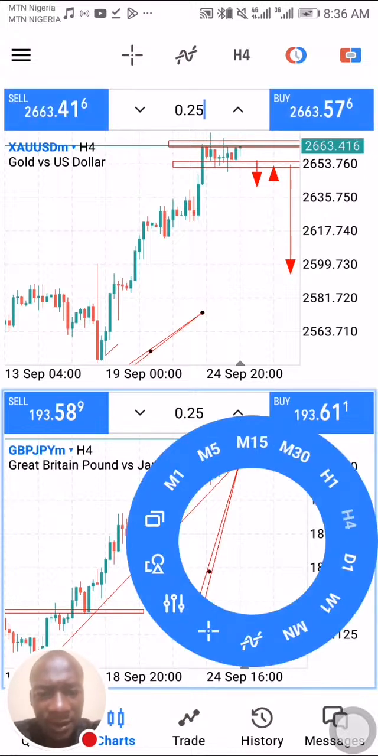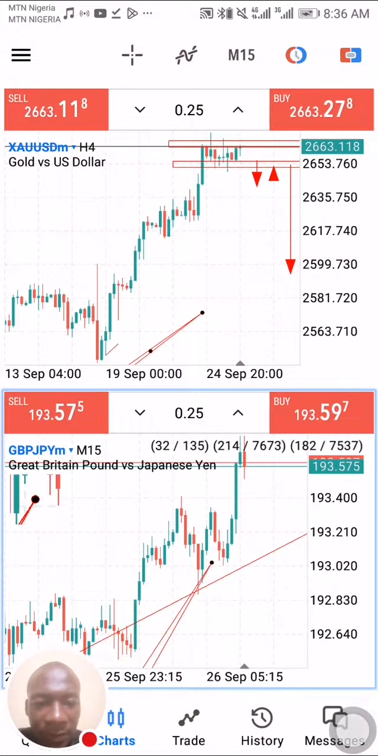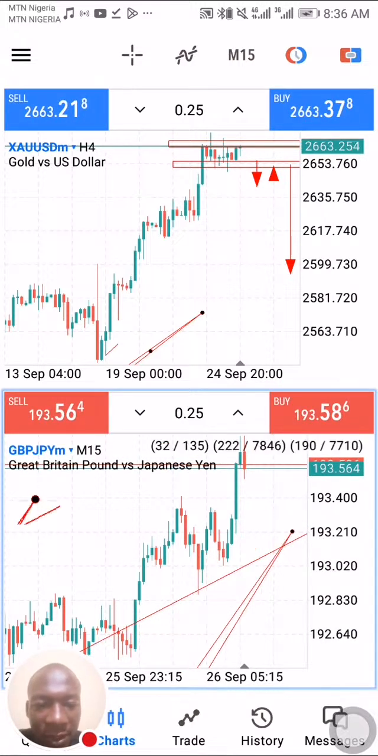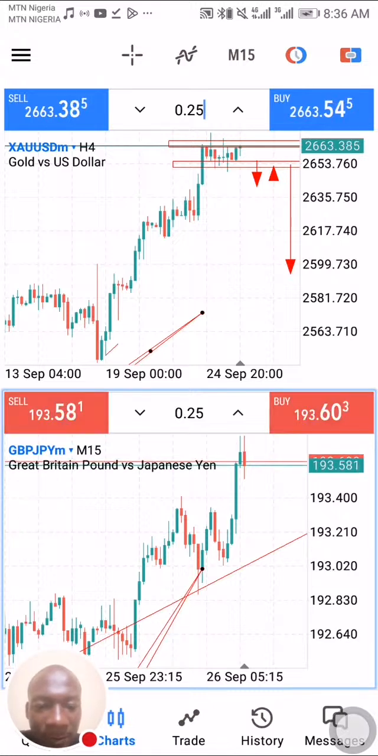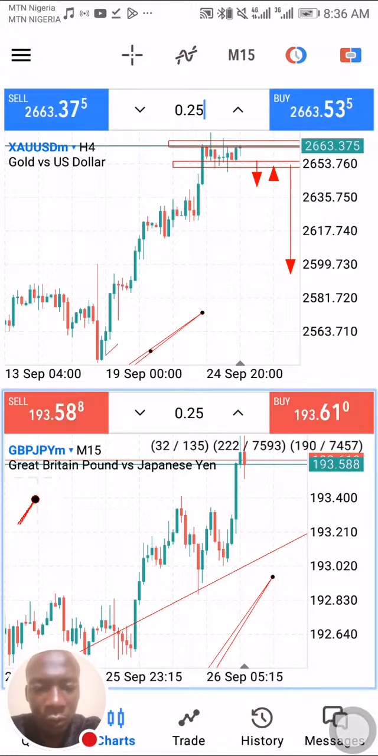So that's it for pound JPY. You're only going to be looking for buying opportunities. Once price gets close to the trend line, starts showing us signs of weak rejection, failing to break, that's the only time we'll buy the market and place our stop loss below the level.